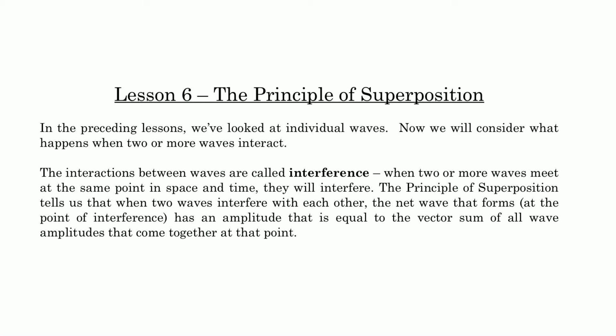It's a mathematical principle that's seen in a lot of different areas of physics. The interaction between waves is called interference. Okay, so when 2 waves interact at the same point in space and time, they interfere. And the principle of superposition basically tells us that when 2 waves interfere with each other, the net wave that forms, basically at the point of interference, has an amplitude that's equal to the vector sum of all the wave amplitudes that come together at that point.